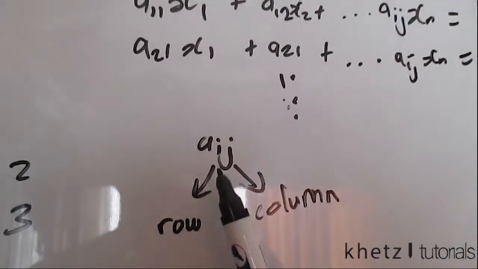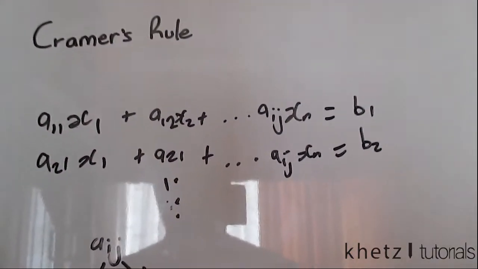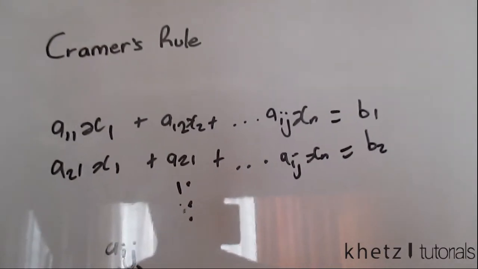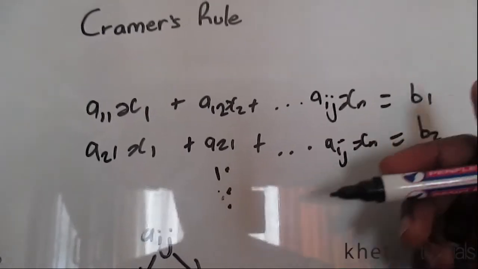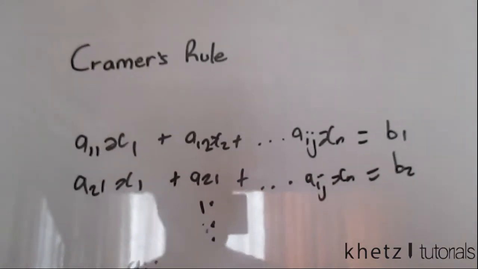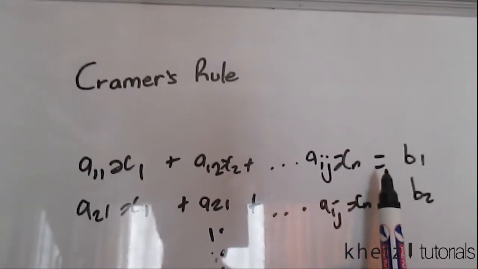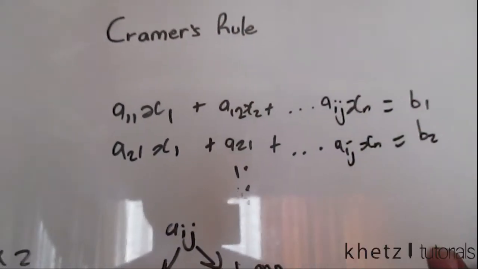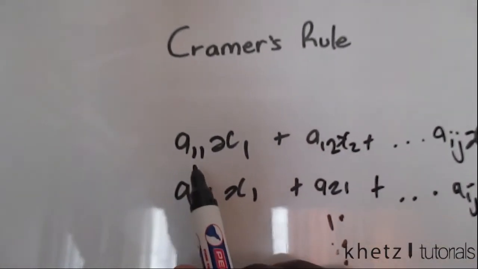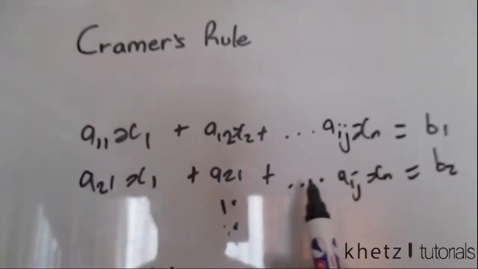So the i here represents the row and the j represents the column. So basically, in control systems, in circuit analysis, or in differential equations, whatever, you'd represent the system of equations as matrices. So that's what Cramer's rule is basically about: finding the values of the variables, whatever number of variables you have, using matrix operations.